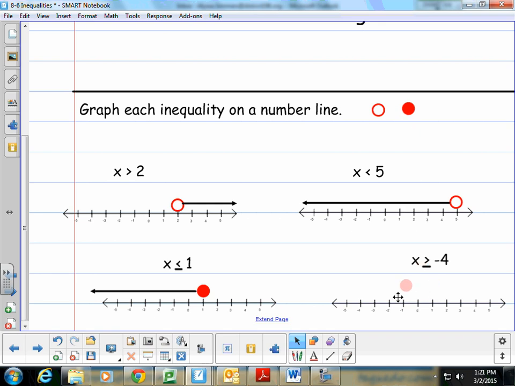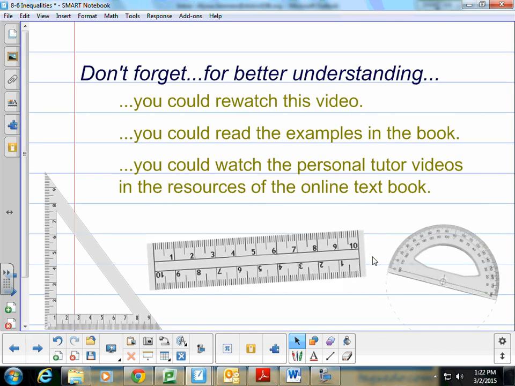X is greater than or equal to negative 4. We're going to put in a closed circle, including negative 4. And we're going to draw an arrow to the numbers that are greater than negative 4. Simple as that. So that's it.